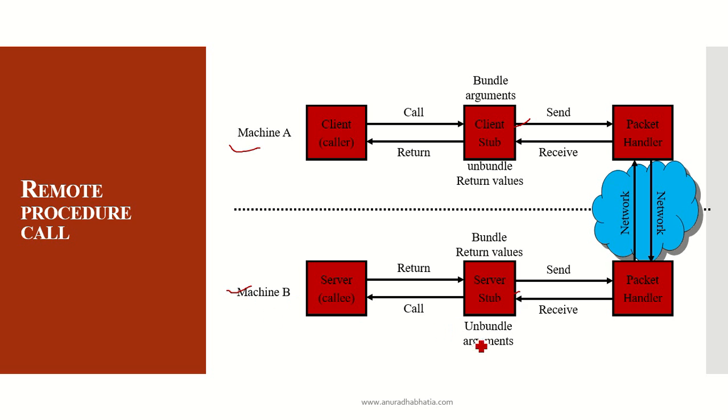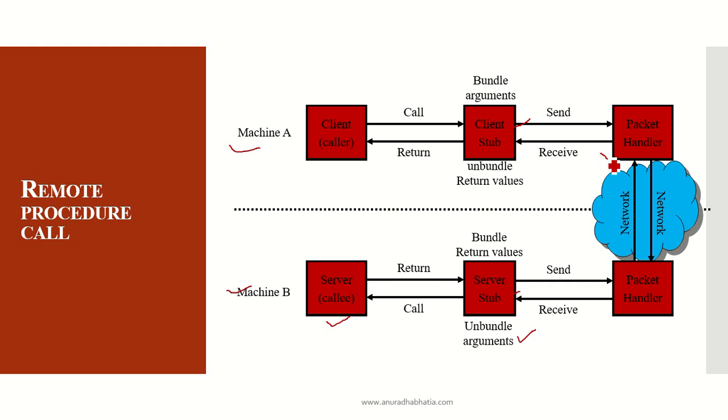The processing and unbundling of arguments happen at the server stub, because it has received the message of bundles from machine A. The execution of those processes is done at the server side, and then there is a return procedure call, and the bundle of arguments with the return value comes to the server stub, and then it is sent to the packet handler back over the network.